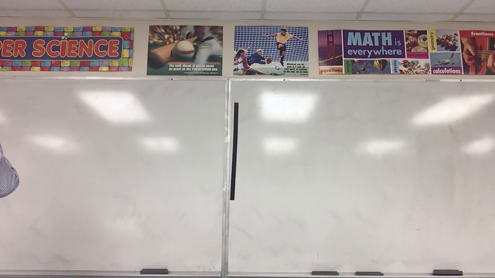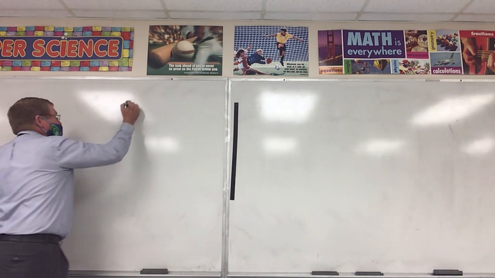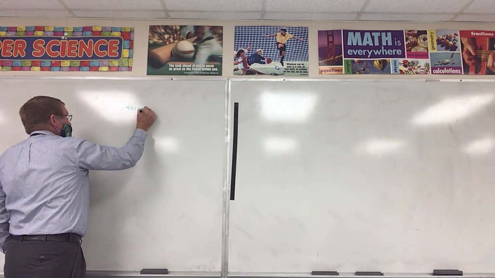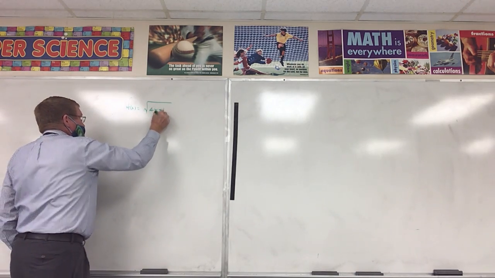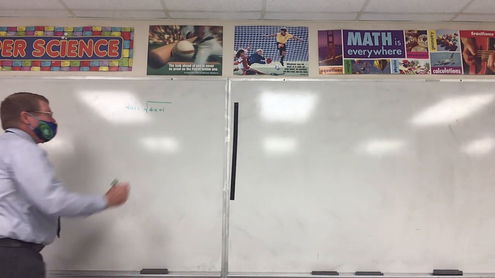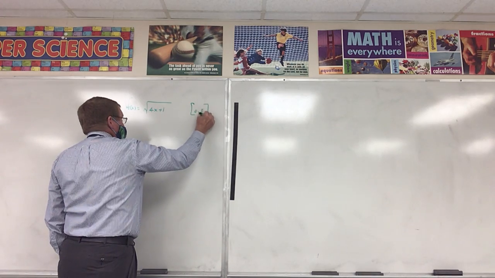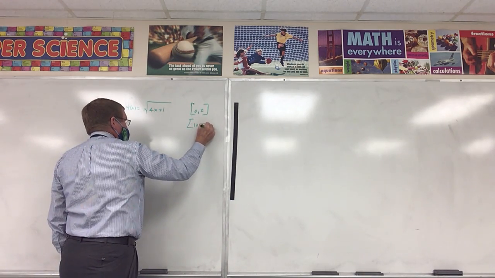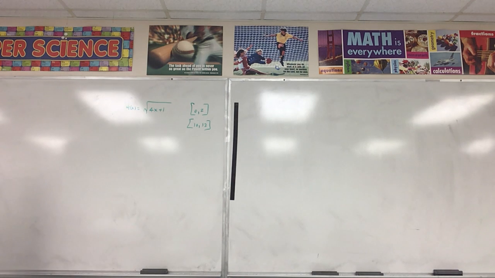Let's look at number 2, the square root of 4x plus 1. They say find the average rate of change of the function over each interval. The first interval is 0 to 2, and the second interval is 10 to 12. Are you with us? We're on page 92, and we're on number 2.